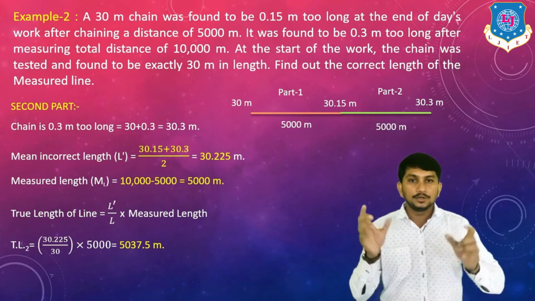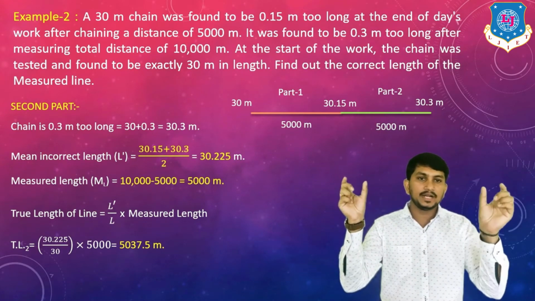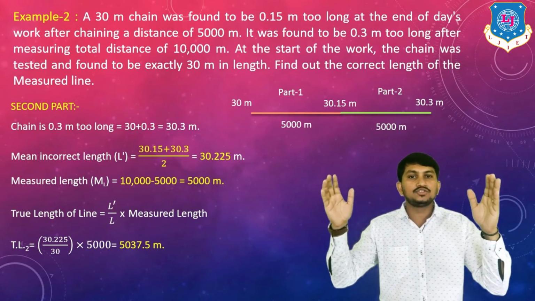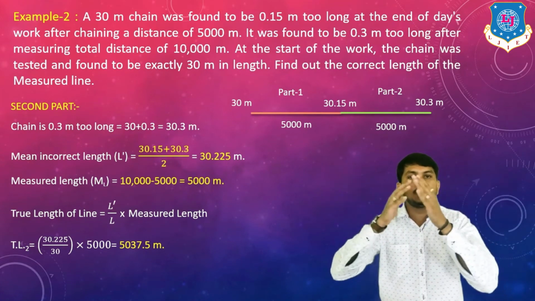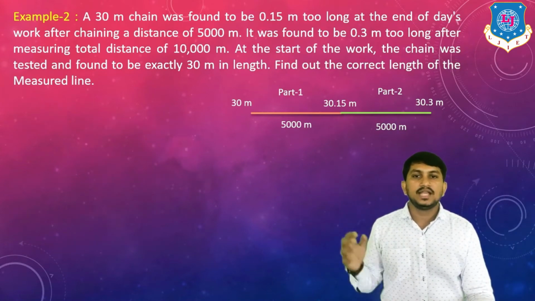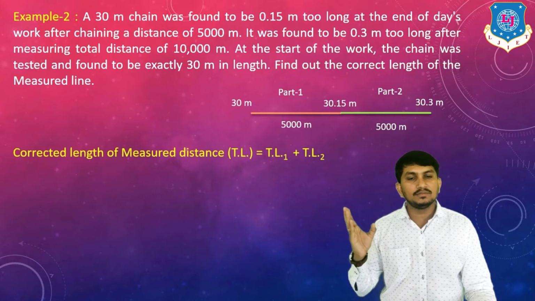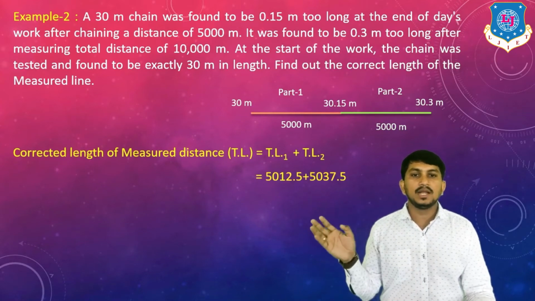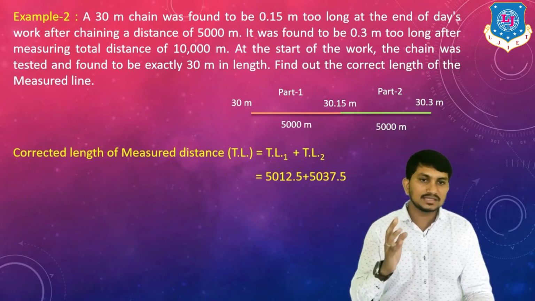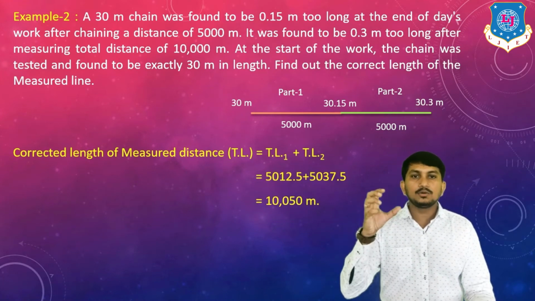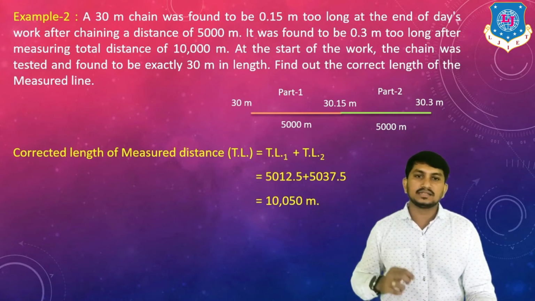Now we have two true lengths, TL1 and TL2. Adding TL1 and TL2, we can find the actual or true length of the whole line. Like this: corrected length of the measured distance TL is equal to TL1 plus TL2, 5012.5 plus 5037.5. 10,050 meter is the true length of the line which is required in the example.